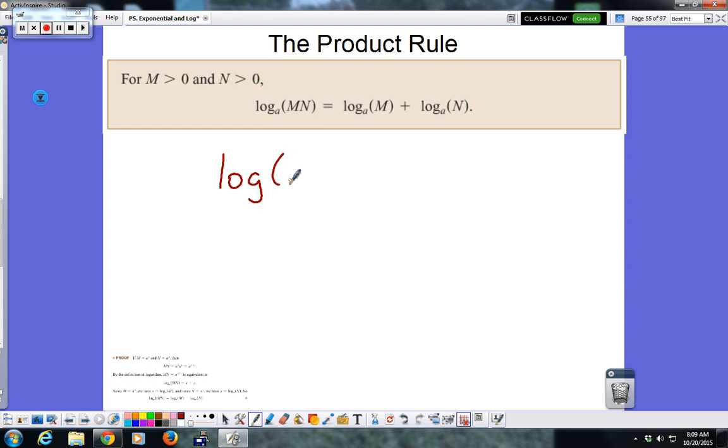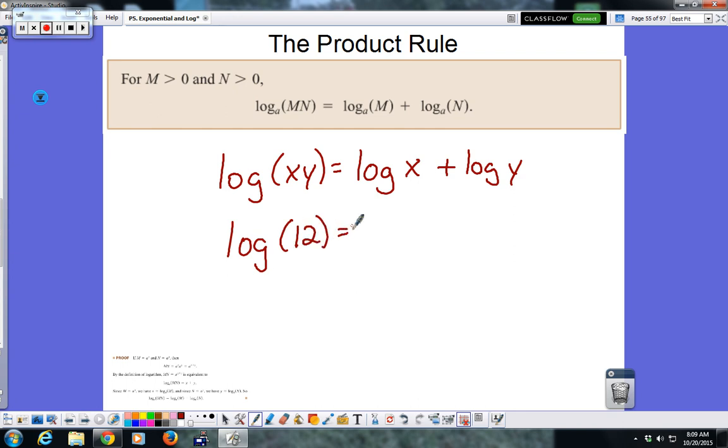If you have the log of 2 things being multiplied together, the log of x times y, you can split that log into the log of x plus the log of y. Multiplication can be split into the sum of logs. So something else I could do, I could take the log of 12 and I could split that into the log of 3 plus the log of 4. Now you're going to probably be using this law backwards more often.